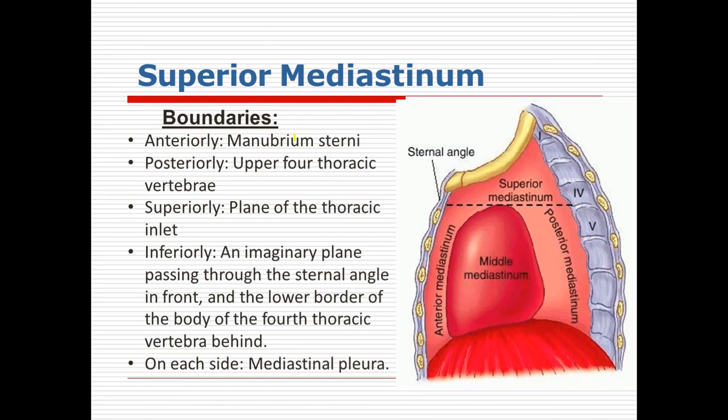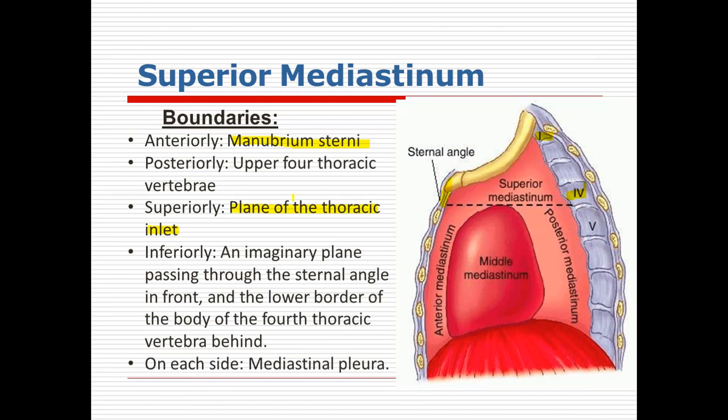Superior mediastinum, it is bounded anteriorly by manubrium sterni. So anterior portion, from this to this is manubrium sterni, upper portion of sternum. Posteriorly T1 to T4, 4 thoracic vertebrae. First thoracic vertebra, second, third, and fourth. Superiorly there is plane of thoracic inlet. Thoracic inlet is formed by manubrium sterni anteriorly, first thoracic vertebra posteriorly, and laterally by first rib. This is first rib.